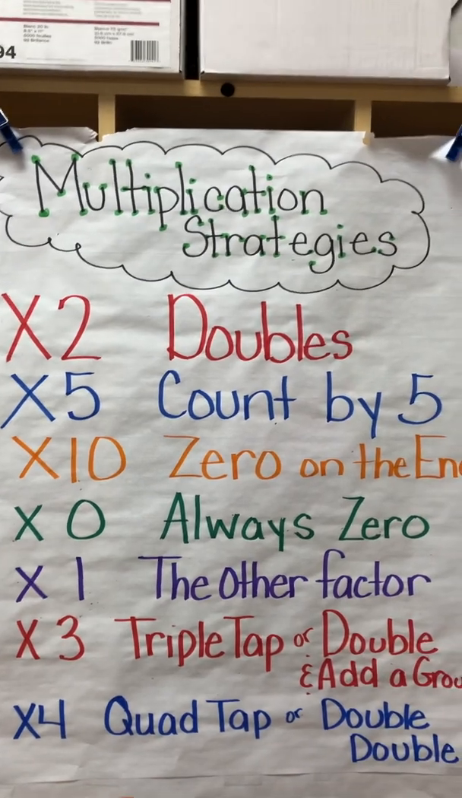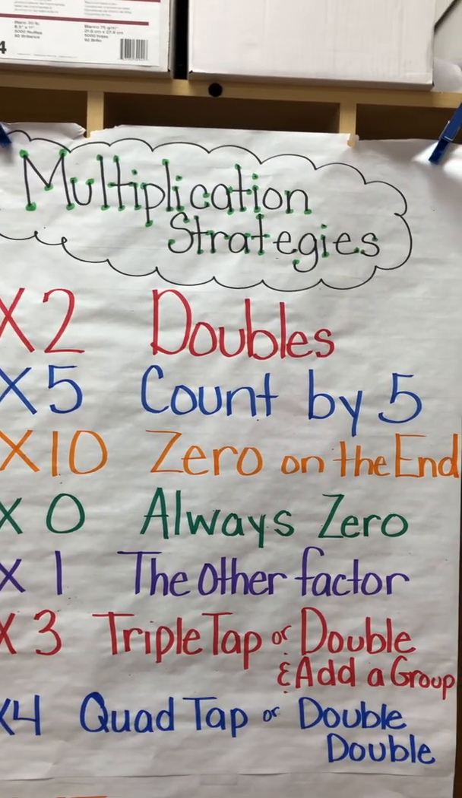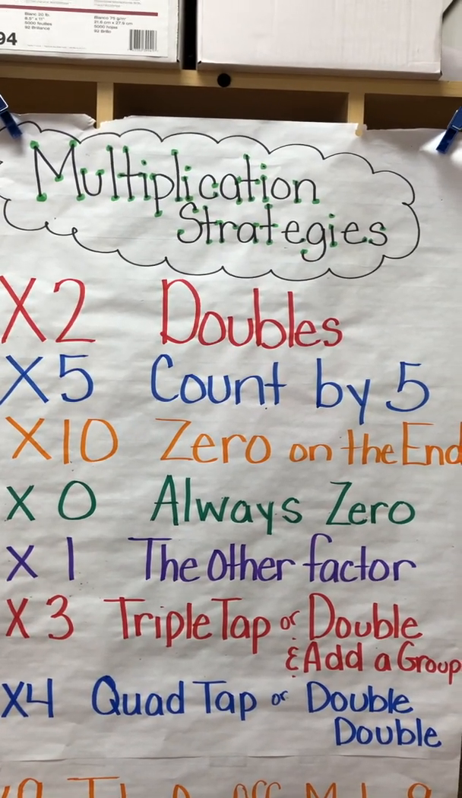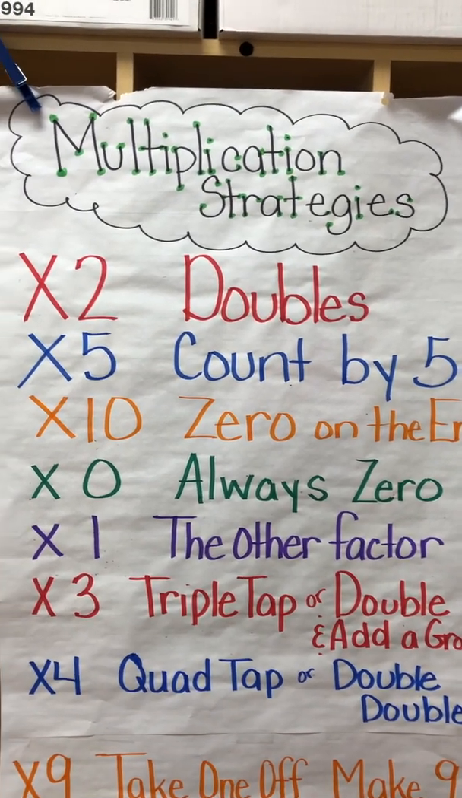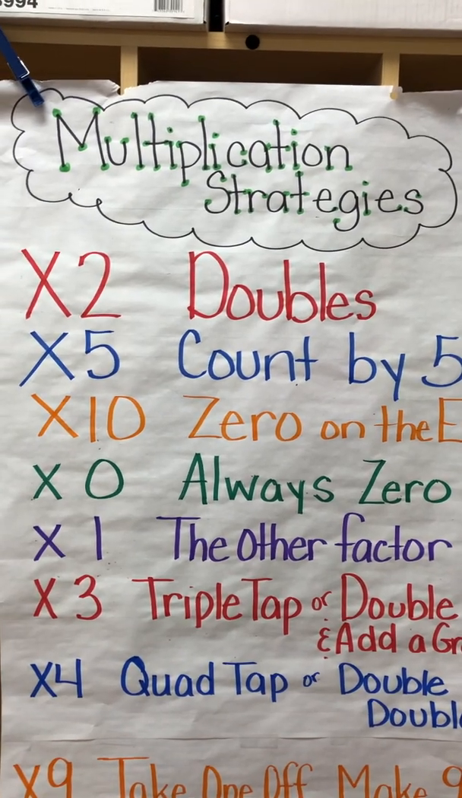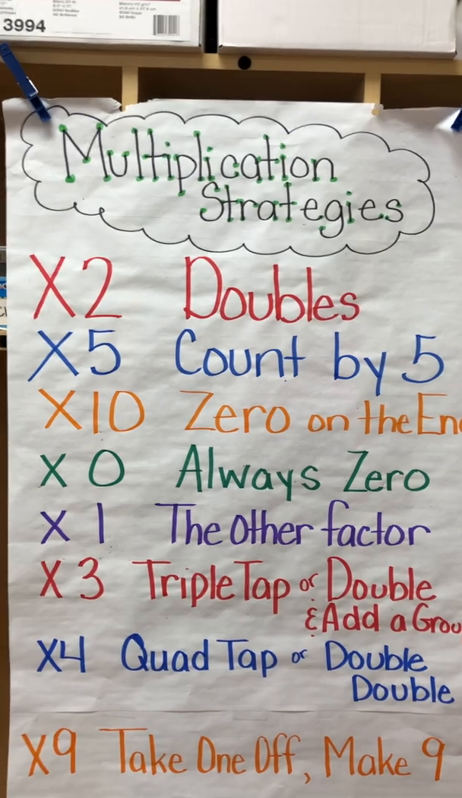Then we started looking at the factor times 5. And boys and girls, again, since kindergarten, first grade, have been practicing and learning how to count by 5s. So we knew anything times 5, we could just count by 5. So again, if it was 8 times 5, they knew that they could put up 8 fingers and just count by 5s.